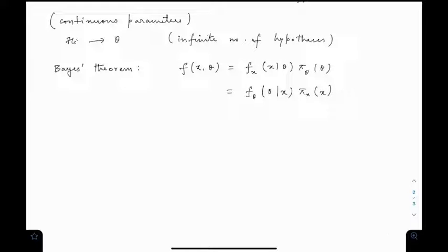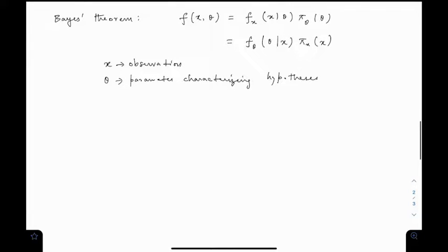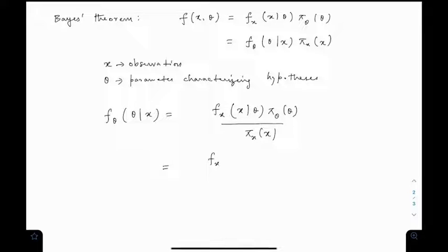So for an observation x, the conditional probability of theta given x is, and again the marginal probability can be computed by integration over all theta.